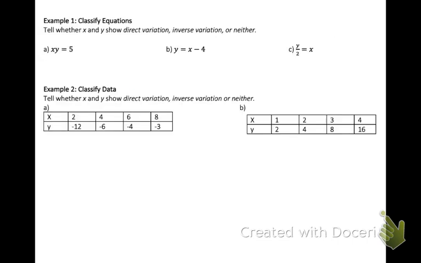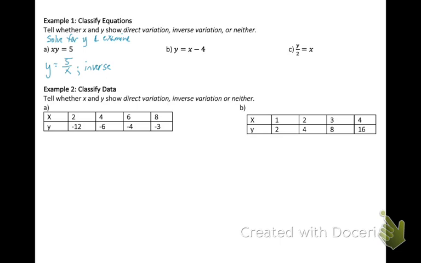So let's just look at each of these and classify these equations and then the data in the table. We're going to tell whether x and y show direct variation, inverse variation, or either. For the equations, a simple thing is to solve for one of the variables. So let's solve for y, because that's what we're used to doing, and then examine. Here we will have y equals 5 divided by x. Right away, that's an inverse relationship, because one quantity equals some number divided by the other quantity.